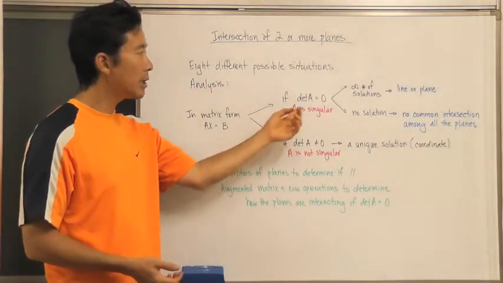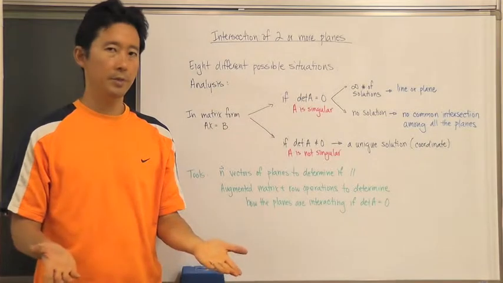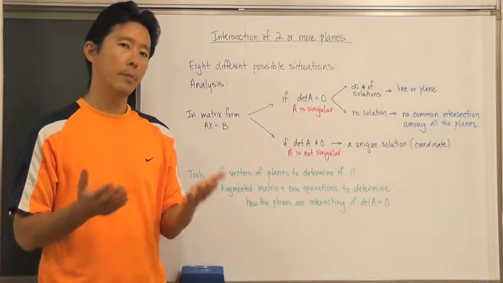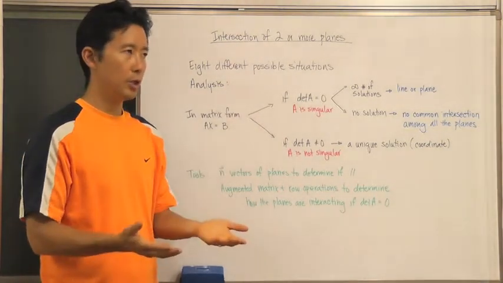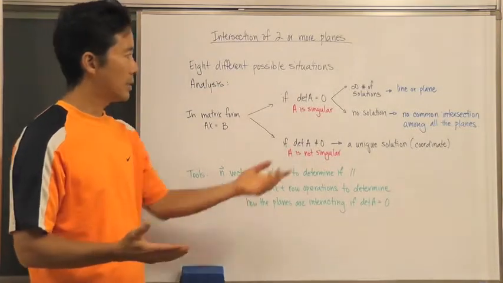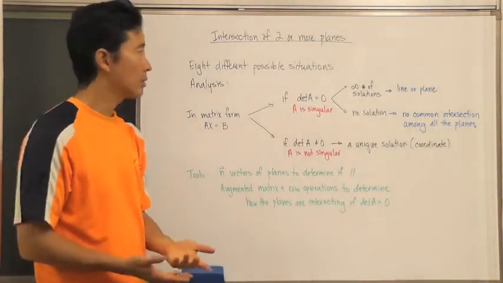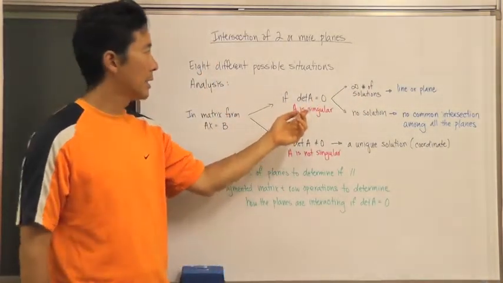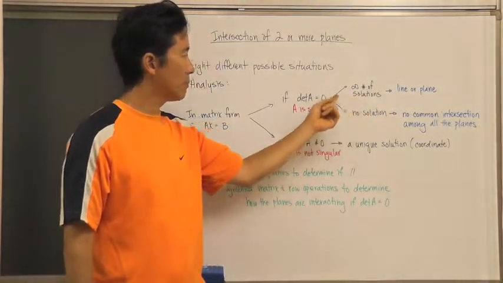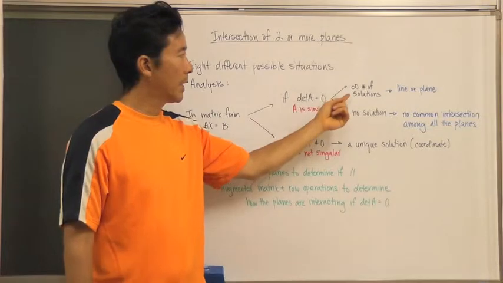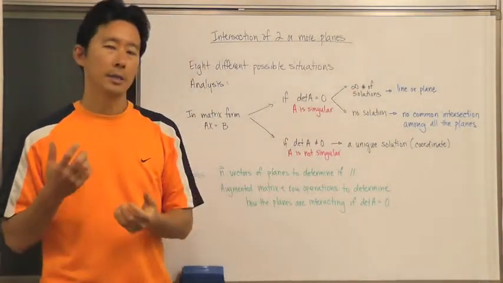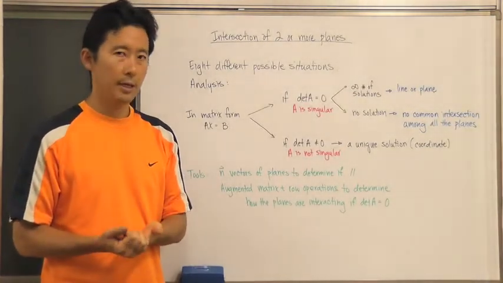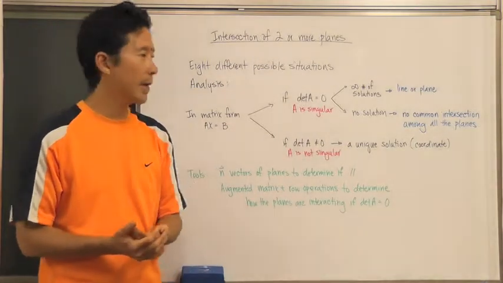Now, if A is singular, then remember that we always come up with two different situations. We either have an infinite number of solutions or we have no solution. And remember that in order to determine what happens between these two, we're going to have to take a look at the augmented matrix. Now, the reason it becomes so much more complicated with three planes is that if the determinant of A is equal to 0 and you have an infinite number of solutions, the two possible cases are that a line is generated or a plane is generated. And we're going to have to actually see how that works out.